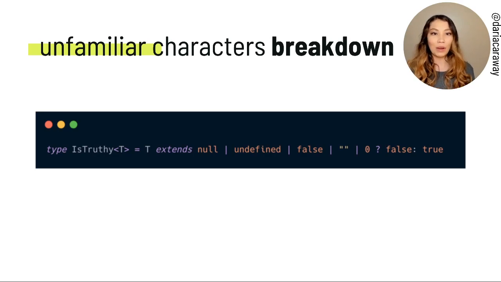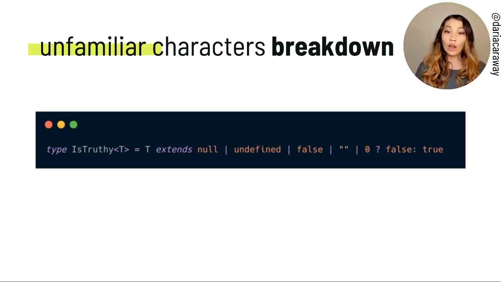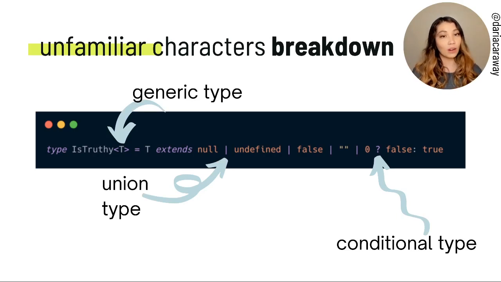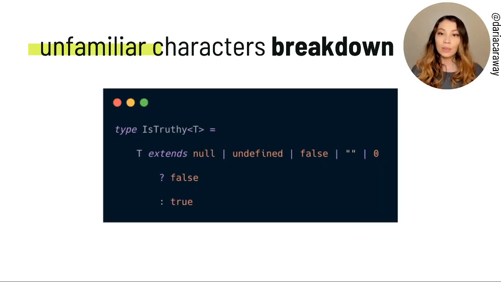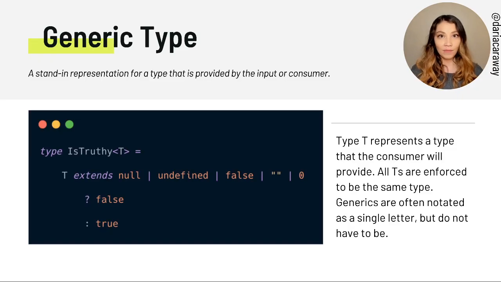Okay, the first type that I want to break down has a lot going on. It's not necessarily a big type, but it's got a lot of parts. And oftentimes one of the hardest things about TypeScript is just knowing what to call these different parts so that you can look them up and understand what's going on. So this type has a generic type, a union type, and a conditional type. To break it down, I just want to spread it out and make it a little bit easier to read. And then let's dive into this generic.